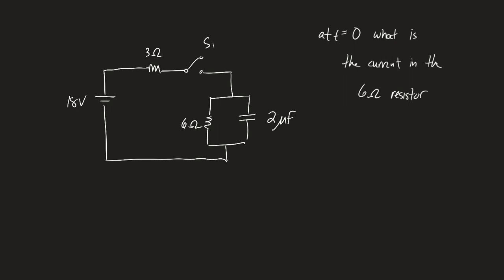Because there will be no potential difference from here to here. Path of least resistance. There'll be no current. If you try to figure out right now what is the equivalent resistance here, it's 0. That means, of course, that there will be 6 amps through the 3 ohm resistor.